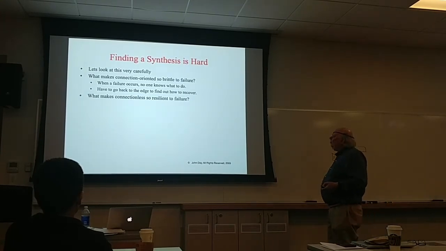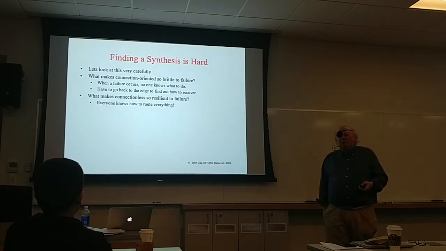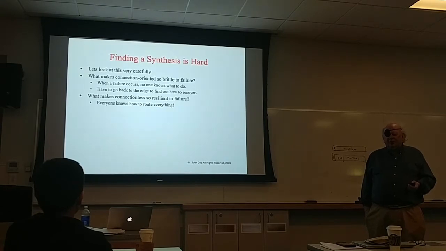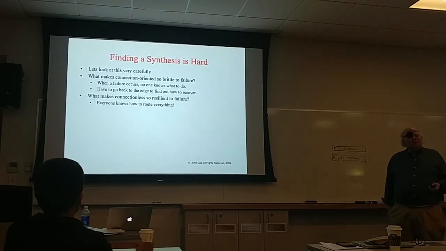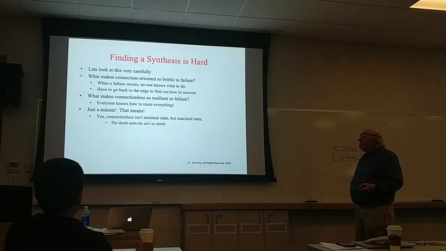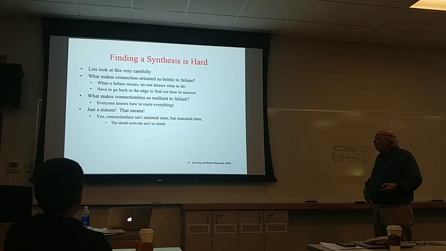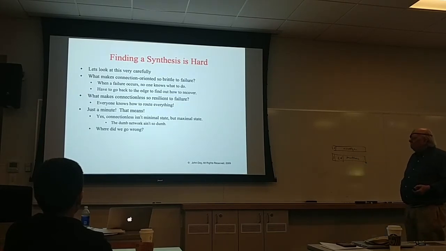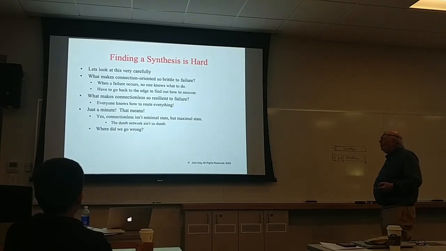Well, what makes connectionless so resilient to failure? Everyone knows how to route everything. Well, wait a minute. This sounds like connectionless has a lot more state information about how to route stuff than connection-oriented does, which is just the opposite of what we've been saying for 30 years. Yeah, connectionless isn't minimal state, it's maximal state. The dumb network, people like to refer to the internet as a dumb network, because it's all connections inside. Ain't so dumb. Where did we go wrong in our analysis?